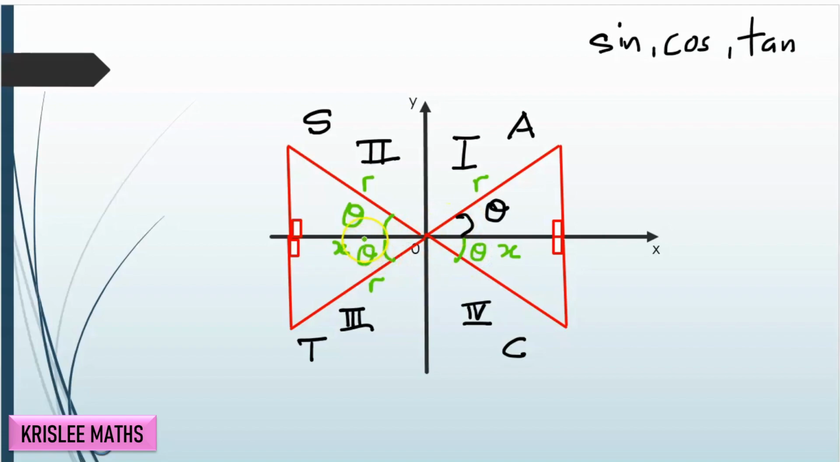So in order to remember the position of the acute angle of each quadrant, you just remember the shape of the butterfly. That will help you to remember the position of the acute angle of each quadrant.